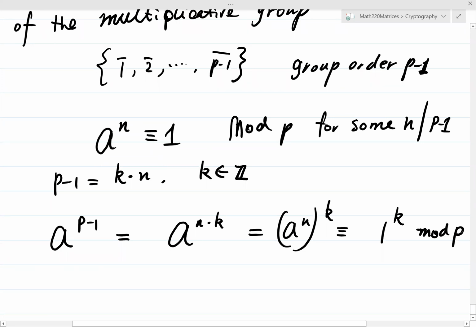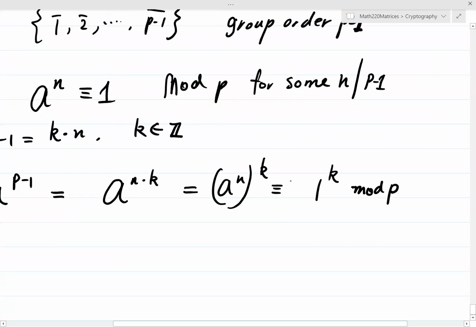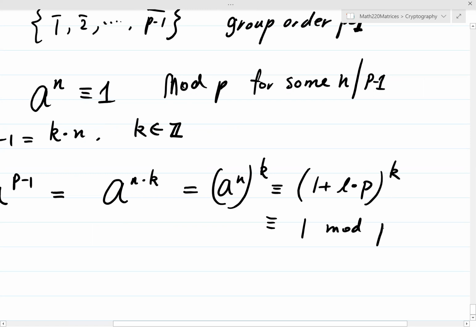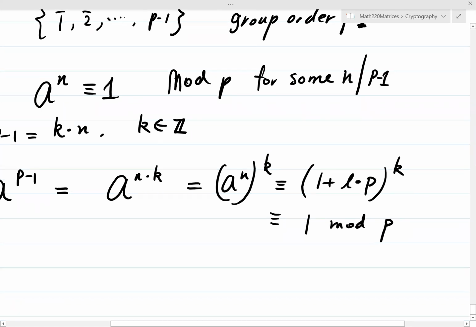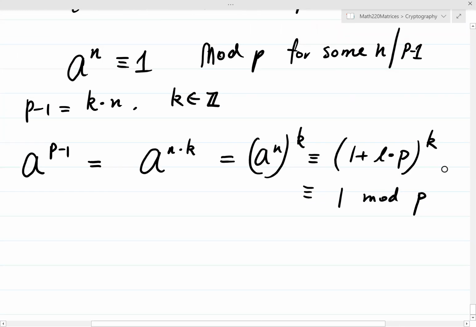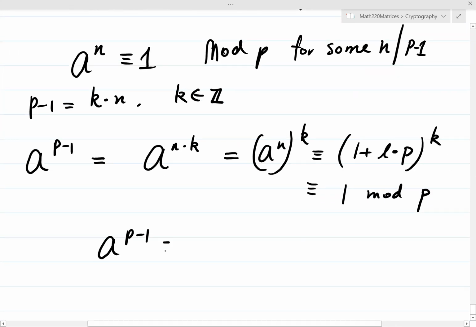Modulo power of P. Or if you write it as A to the power n is 1 plus some number L times a multiple of P, to the power K, then you use binomial expansion. You see this is 1 plus a multiple of P, so this is equal to 1 mod P. So you actually get this thing: A^(P-1) congruent to 1 mod P.